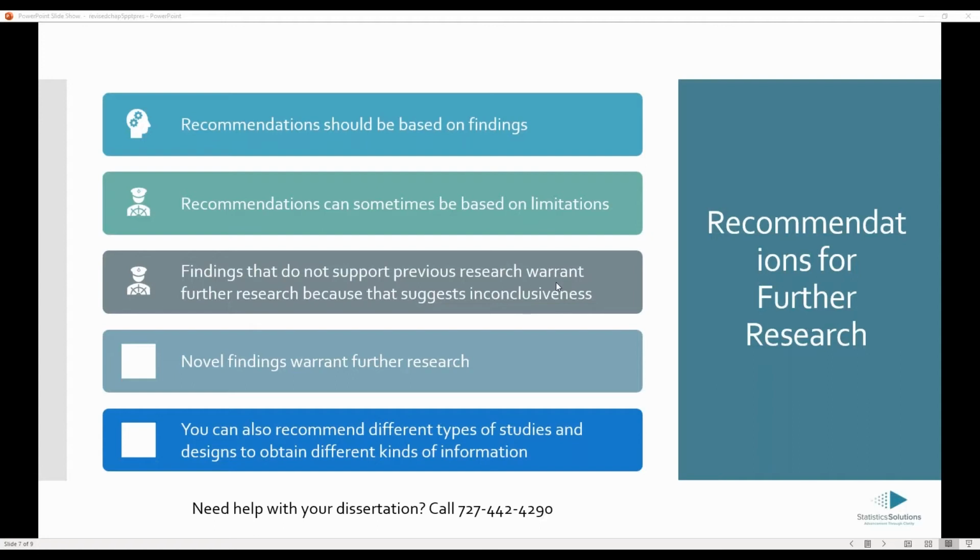You can also recommend different types of studies to get different kinds of information. For example, if you did a quantitative study and it confirmed the relationship between two factors or two variables, to get more information on that relationship, you could recommend a mixed methods study that does quantitative and qualitative, or a qualitative study to get a more comprehensive view of it, or a case study. So different types of studies can give you different types of information, and you can recommend different types of studies for those purposes.